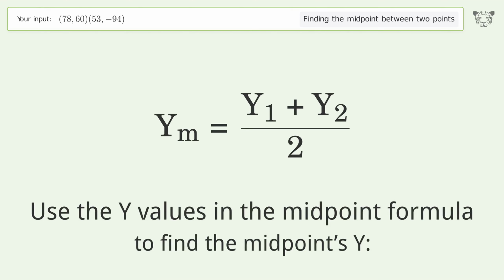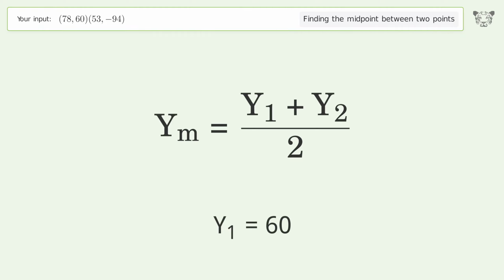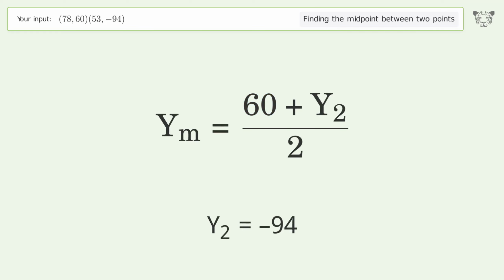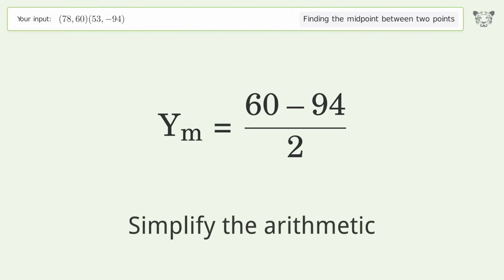Use the y values in the midpoint formula to find the midpoint's y. y1 equals 60. y2 equals -94. Simplify the arithmetic.